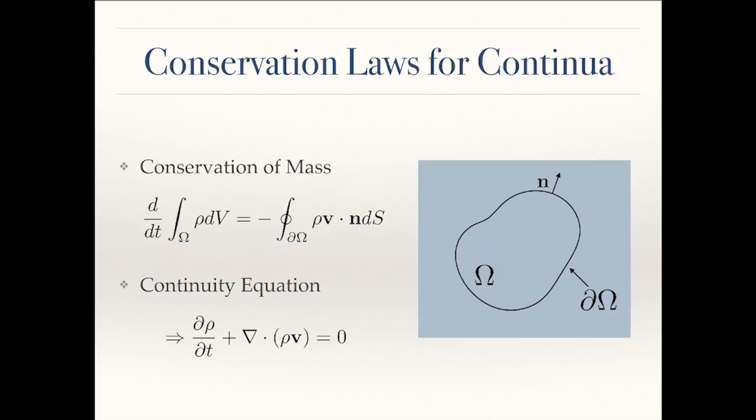And conservation of mass tells us that that can only change in time if stuff flows in through the boundary or flows out through the boundary. So mass is not going to get created or destroyed, so it's not going to spontaneously arise or disappear inside that volume. It's only going to change if stuff comes in through the boundary or leaves through the boundary. And that's what this first equation expresses, that the time rate of change of the total mass is the flux through the boundary.